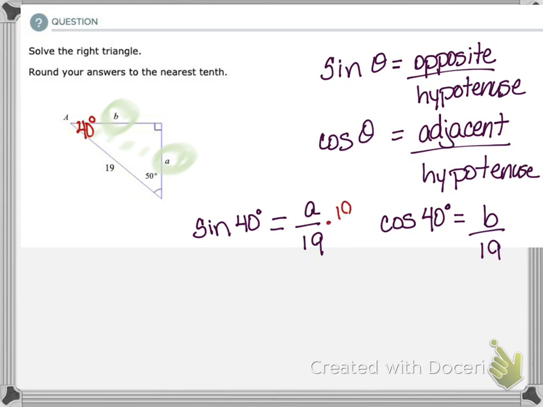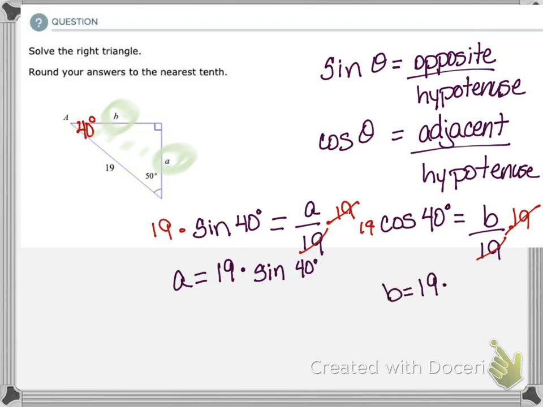So I am going to multiply both sides by 19 because you do not want to round until the very end. And so I actually get that A is going to be equal to 19 times the sine of 40 degrees. Okay, I'm going to do the same thing over here for my cosine. I'm going to multiply both sides by 19. My 19 cancels. And so my B value is going to be 19 times the cosine of 40 degrees.